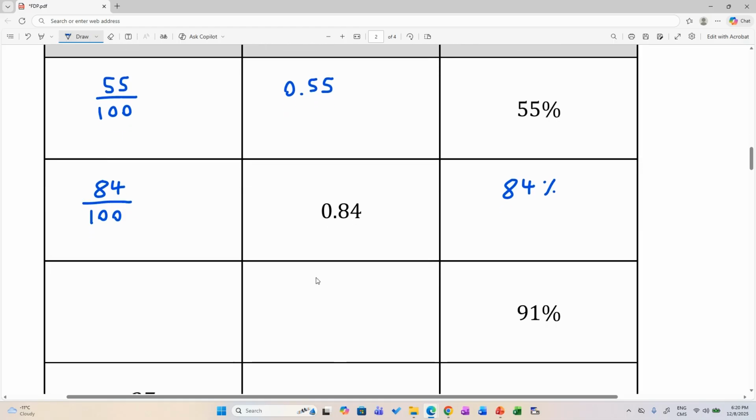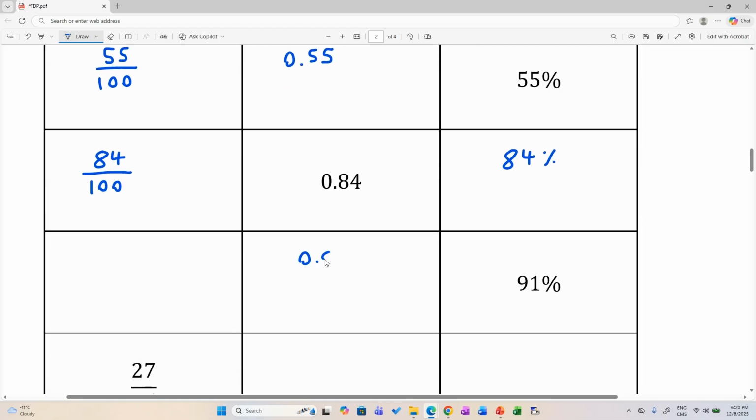91% is just going to be 0.91 because I'm just moving the decimal 2 places to the left and removing the percent symbol. And 0.91, smallest place value is in the hundreds, hence it's going to be over 100. And I'm simply just going to write 91 on the top.